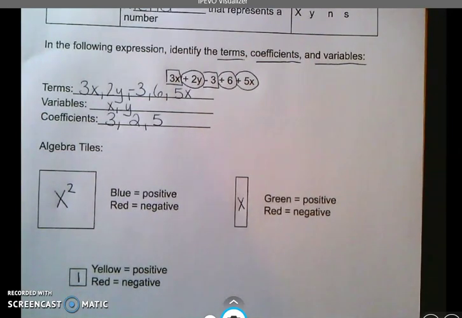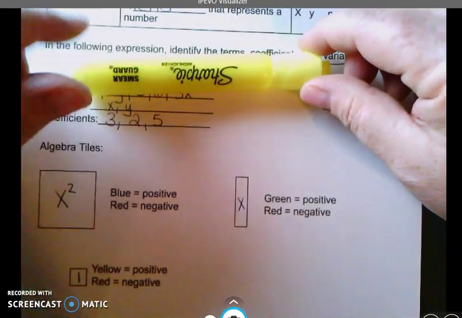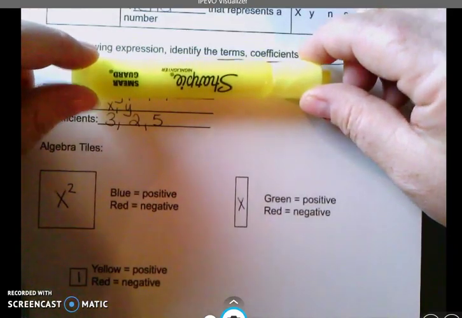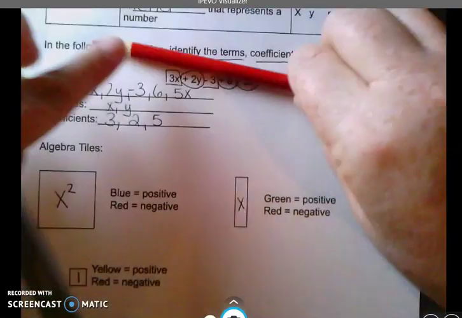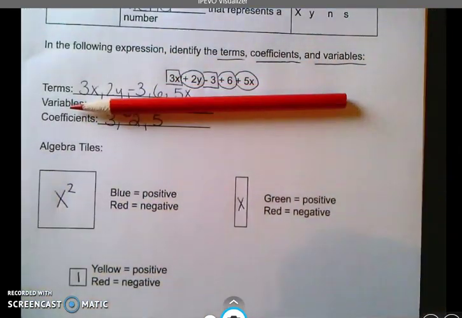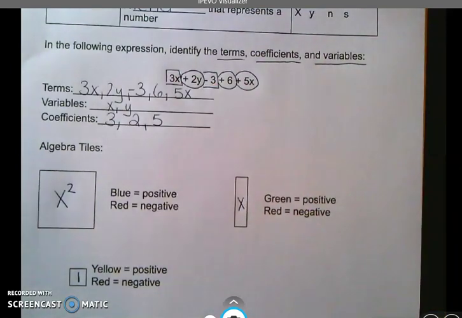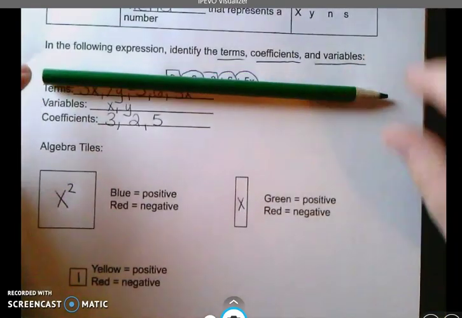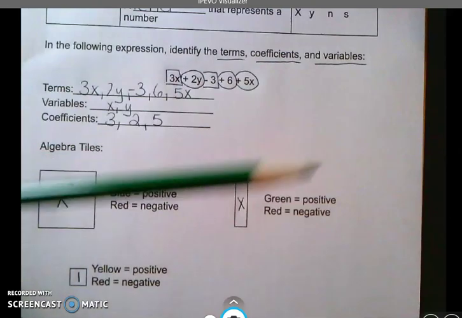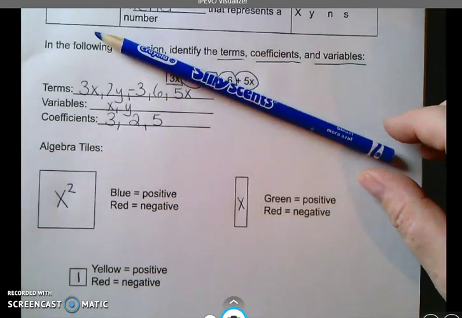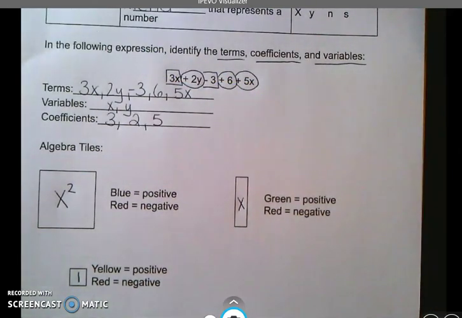So before we go on to the next page, you're going to need to gather some materials. You'll need to grab a bag of algebra tiles off the bookshelf. You'll need a yellow highlighter, crayon, colored pencil, or marker. A red colored pencil, crayon, marker, highlighter. Green colored pencil, crayon, marker, highlighter. And blue colored pencil, crayon, marker, highlighter. So go ahead and hit pause, gather your materials, and hit play when you get back, and we'll do some examples.